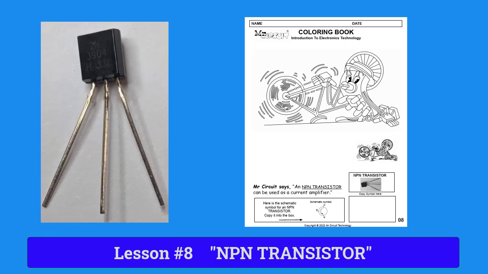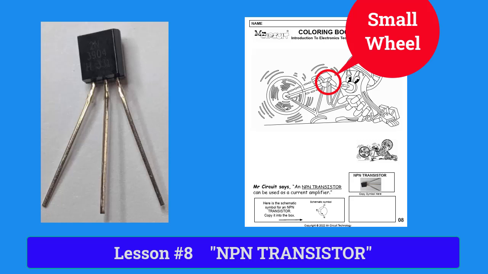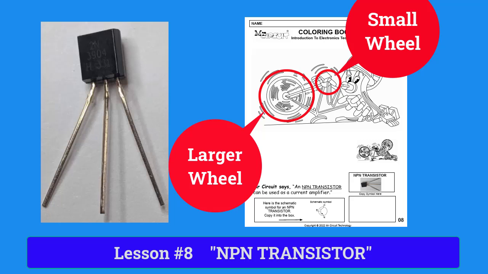On page 8, you see that the Mr. Circuit robot is cranking the pedals on the bicycle sprocket, making the rear wheel move very fast. The artist is showing a small wheel, the sprocket, is moving a large wheel, the rear tire. This is called amplification. An NPN transistor actually does something similar.